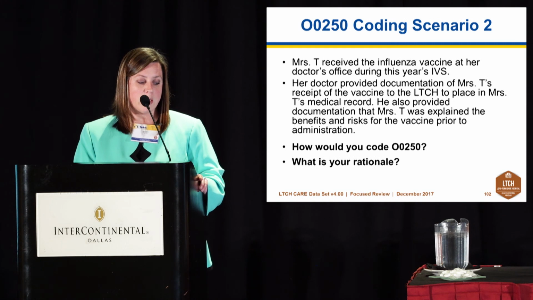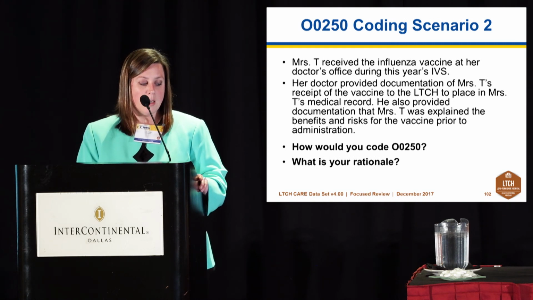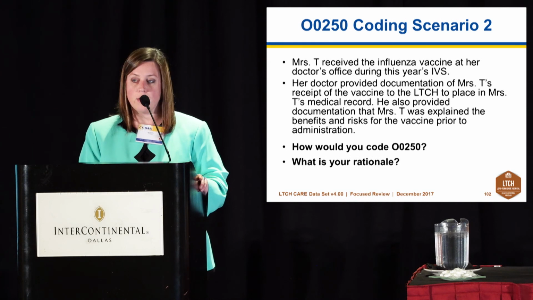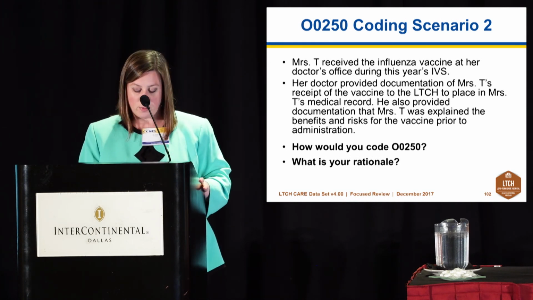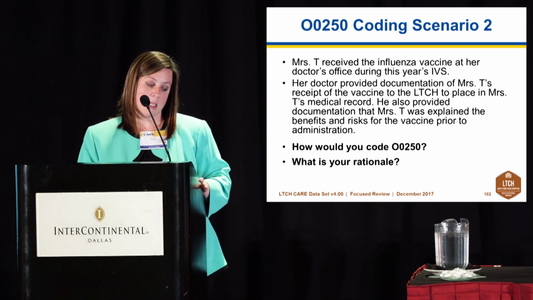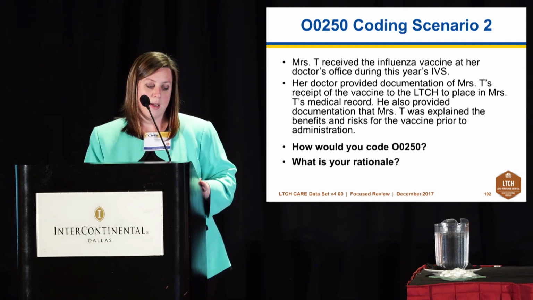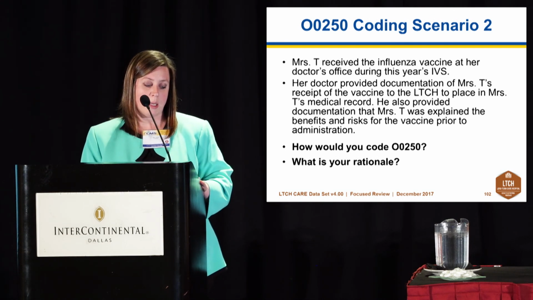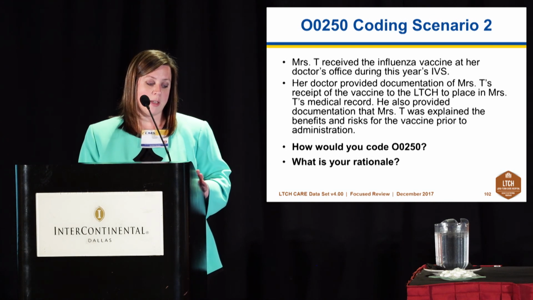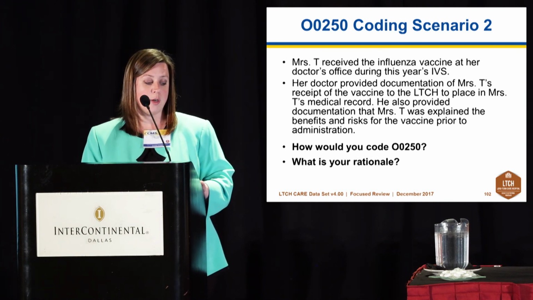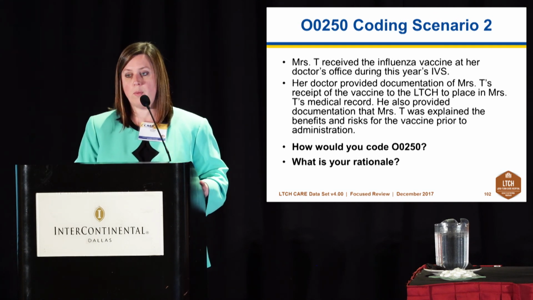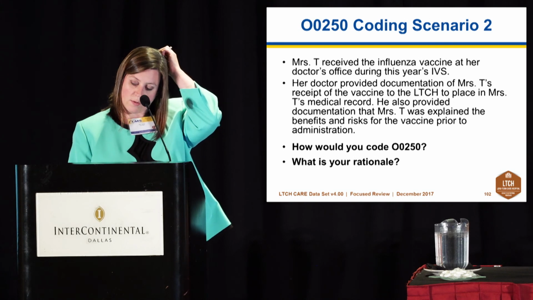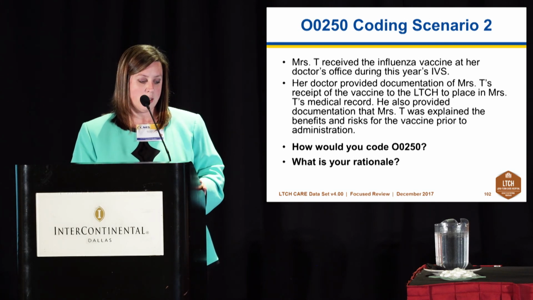B0250 coding scenario number 2 has Mrs. T receiving the influenza vaccination at her doctor's office during this year's influenza vaccination season. Her doctor provided documentation of Mrs. T's receipt of the vaccine to the LTCH to place in Mrs. T's medical record. He also provided documentation that Mrs. T was explained the benefits and risks of the vaccine prior to administration. So how would you code B0250, and what is your rationale? If you can think through A, B, and C.